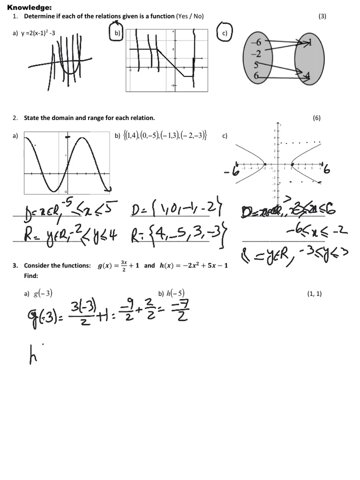For h of -5, we are going to evaluate the function at x equal to -5, so it's going to be -2 times (-5) squared plus 5 times -5 minus 1, which is -5 squared is 25 times -2 is -50. 5 times -5 is -25 minus 1, which is going to give us -76.